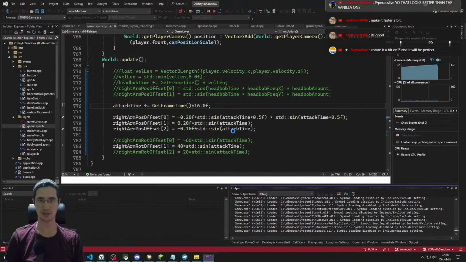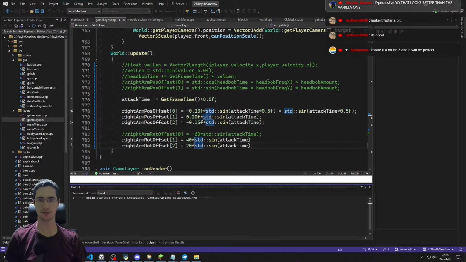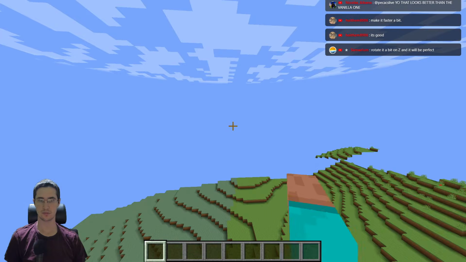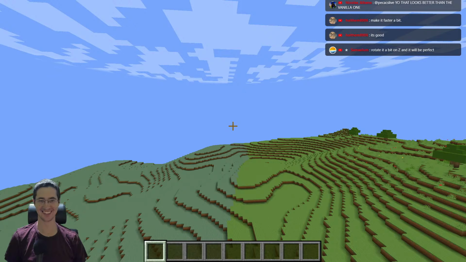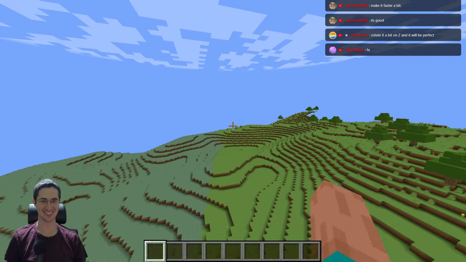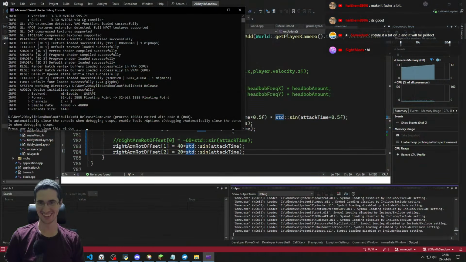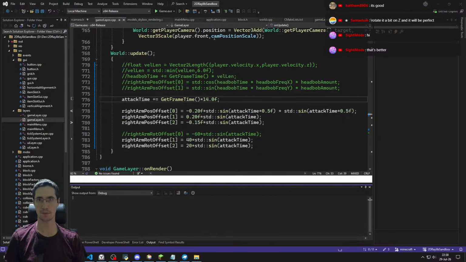Rotate a bit on the Z. Okay, let's make it slower just to see the Z rotation. Let's do the Z rotation. Yo, this is cool. Let's make it a little bit faster, like 14 times as fast.